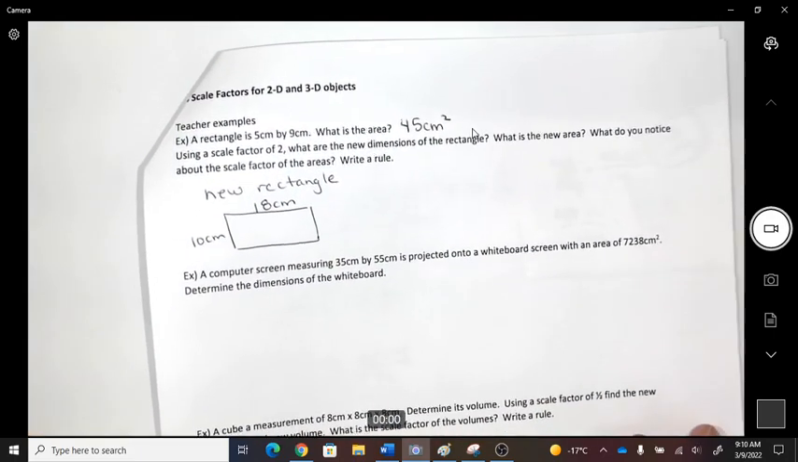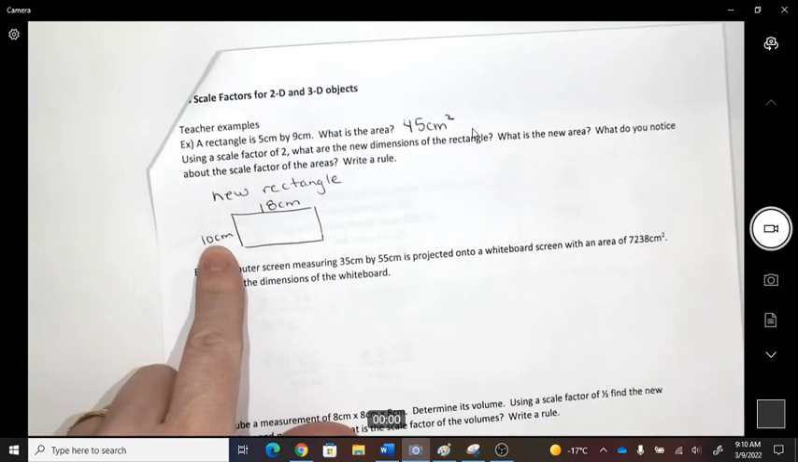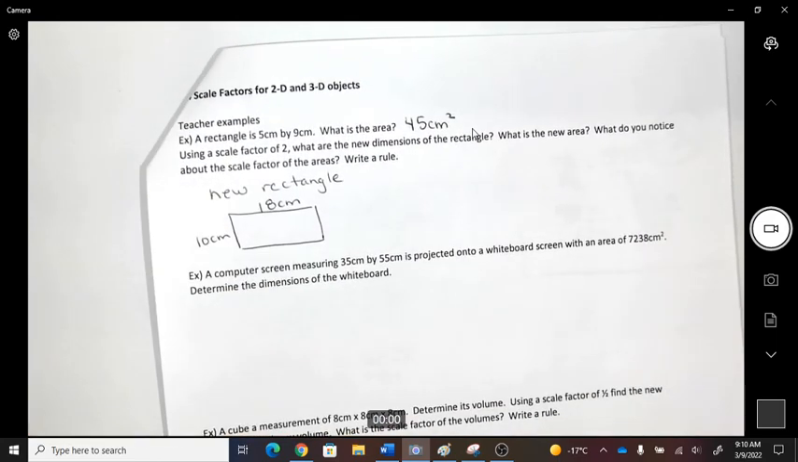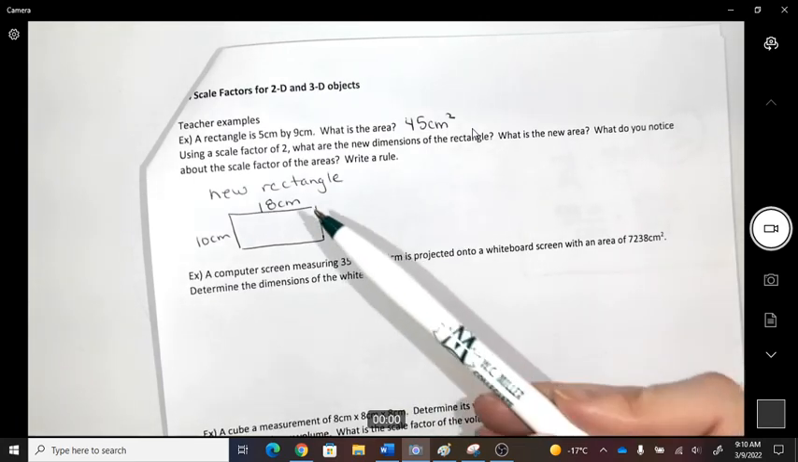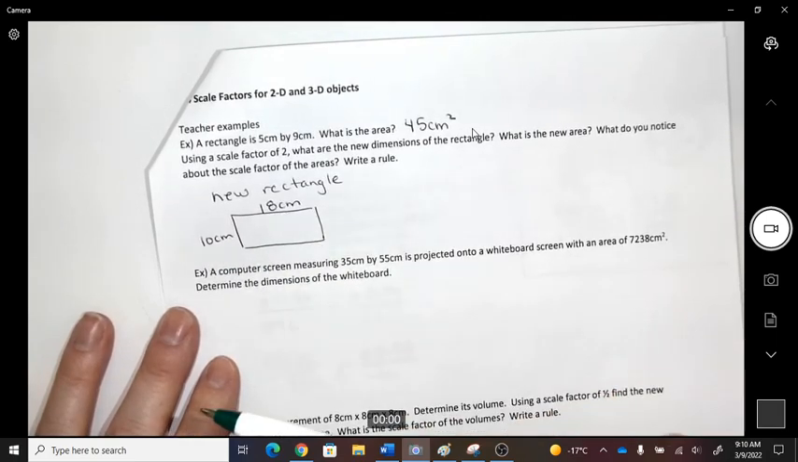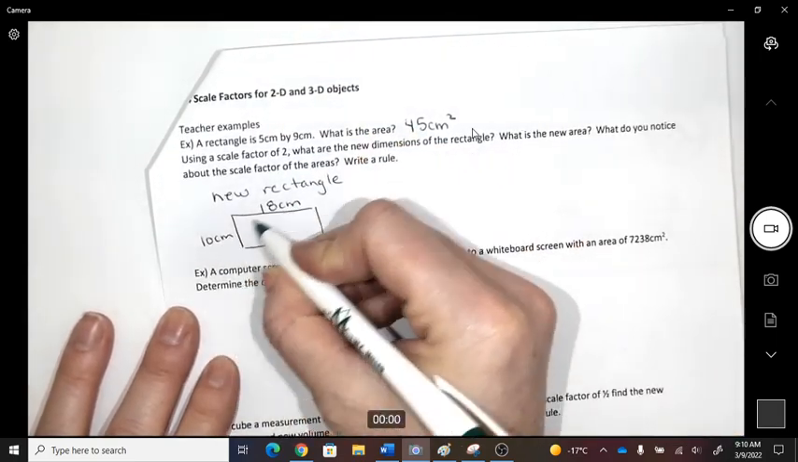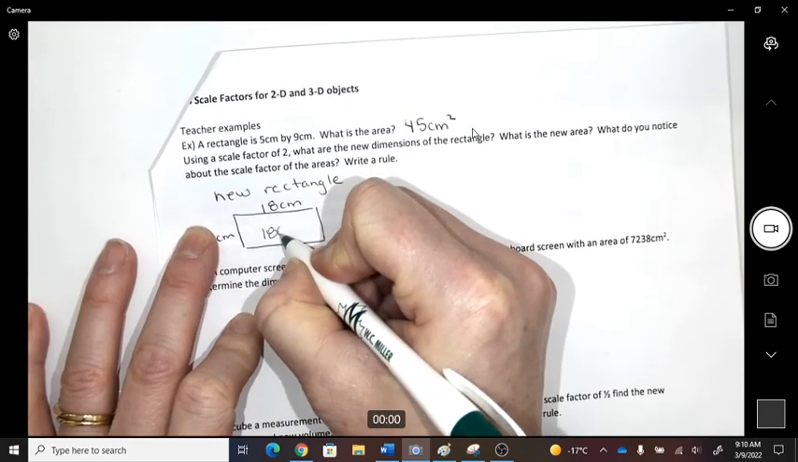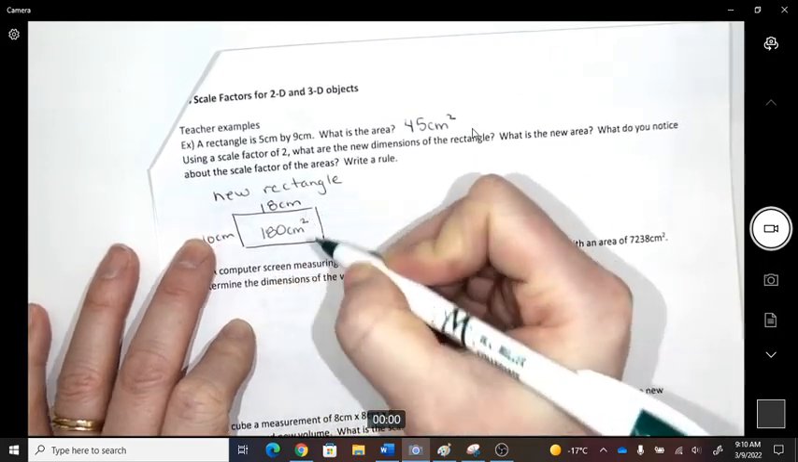So this is my new rectangle. It's now a 10 by 18, right? I doubled. So now, what's the new area? So 10 times 18, we can do that one in our head, right? Just add a 0, so 180 centimeters squared is the new area.